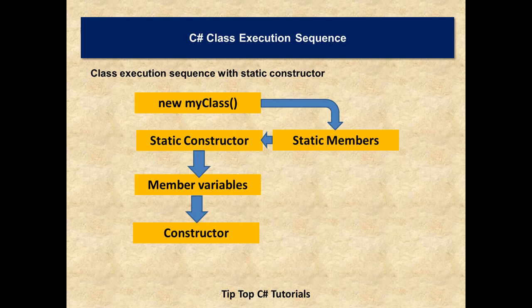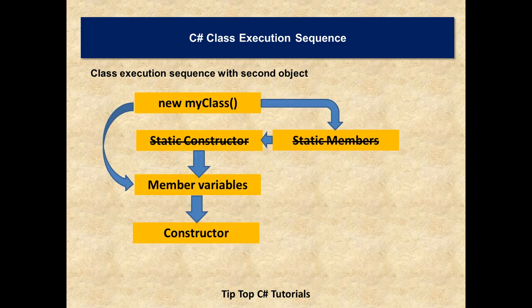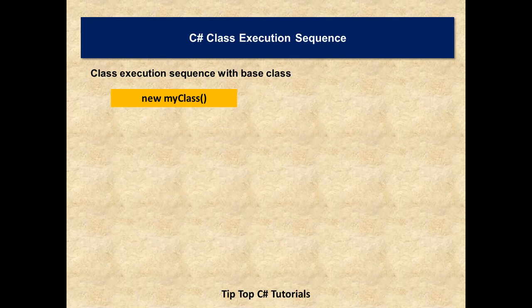So if you are creating a second object for the class, the sequence will turn out to be like this: once you call the constructor, the static constructor and static member variables will not be allocated memory or executed again. Directly it will go to member variables and then the constructor. I will not be demonstrating this one. Moving on.